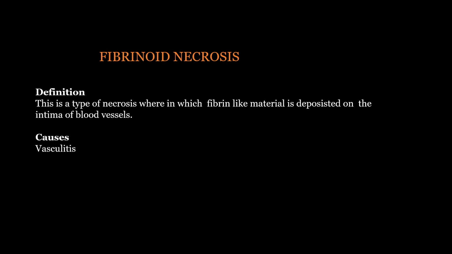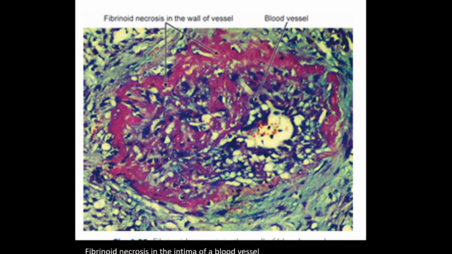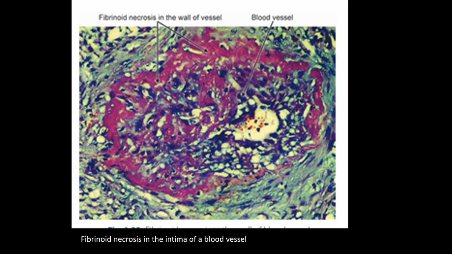What are the causes of fibrinoid necrosis? One of the main causes of fibrinoid necrosis is vasculitis. Vasculitis is one of the main causes, and polyarteritis nodosa is also another cause of fibrinoid necrosis. Malignant hypertension is also another cause of fibrinoid necrosis. So this is a diagram showing fibrinoid necrosis, a blood vessel where the fibrin-like material is deposited on the intima of the blood vessel.